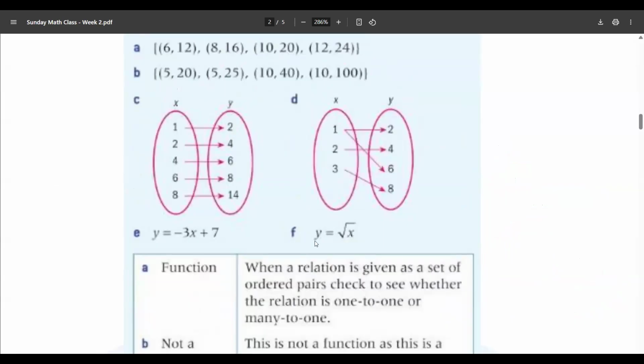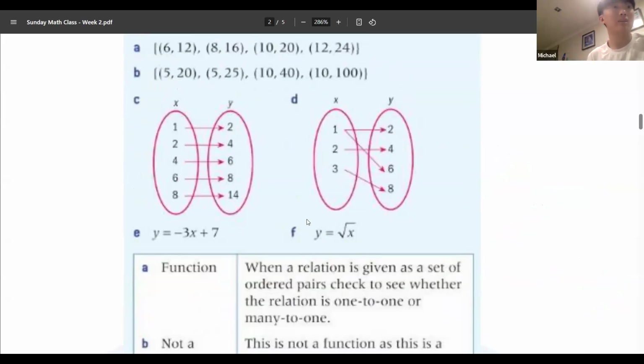E, yes. And F, also yes. Okay, that's correct.